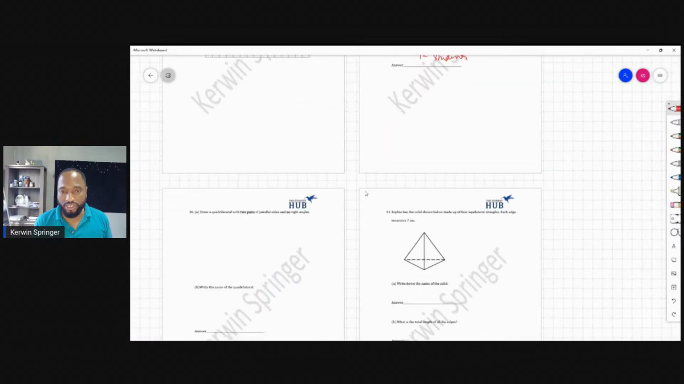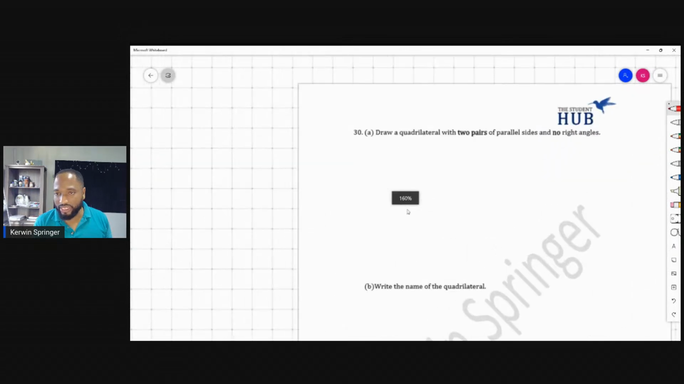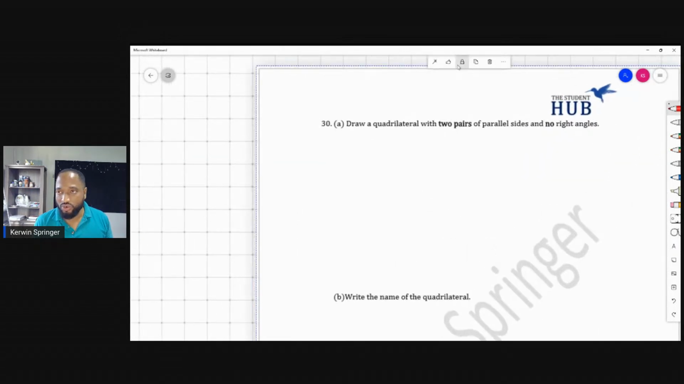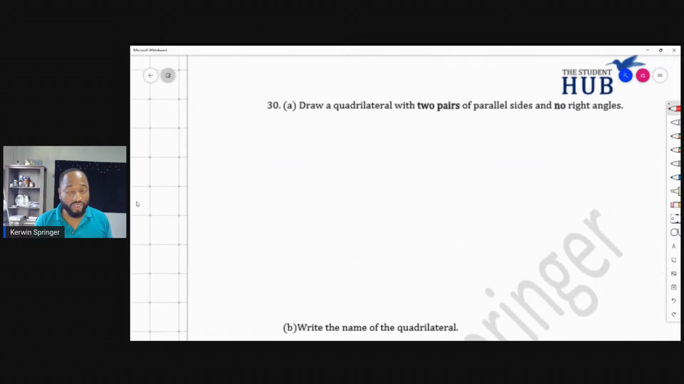We are on to number 30. Draw a quadrilateral with 2 pairs of parallel sides and no right angles. That could only be, I'm not going to say what it is, but I'm going to draw it. 2 pairs of parallel sides.